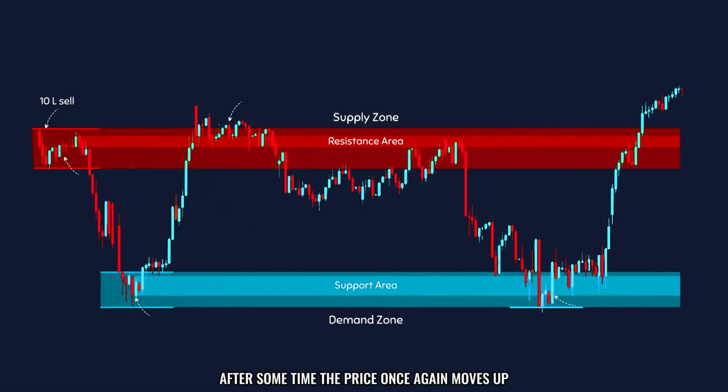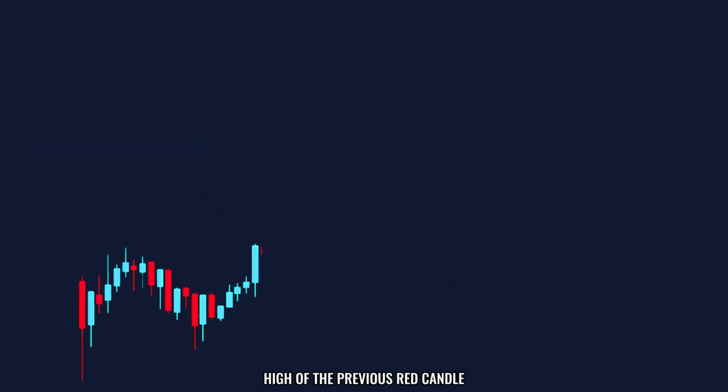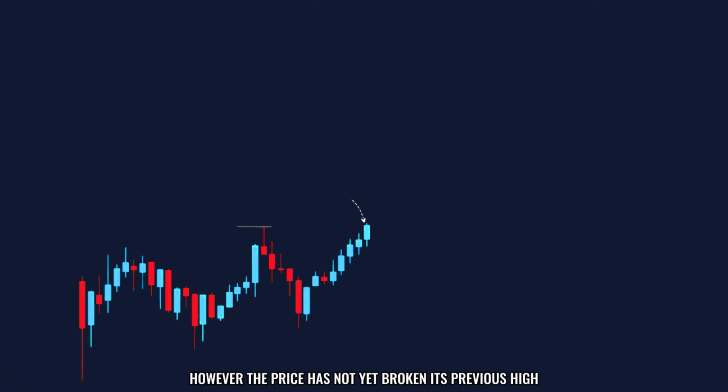After some time, the price once again moves up, taking support from below, and a small bullish candle is formed above this zone, but does not break the wick high of the previous red candle. After some time, when the price again rises, a 3 inside up candlestick pattern is formed, which is again a bullish candlestick pattern. Here we have 2 bullish signals, higher low and 3 inside up candlestick pattern. However, the price has not yet broken its previous high. Therefore, we will not enter the trade until a confirmation candle is formed on the chart.